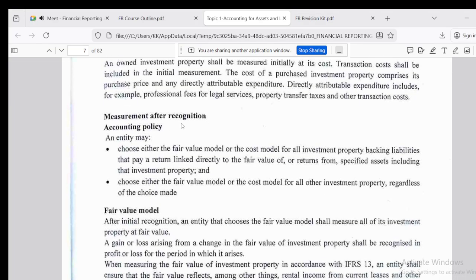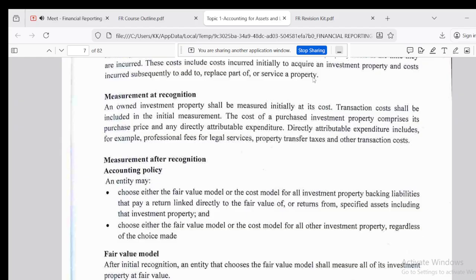Measurement after recognition, you can write that. So that is part C, or number 3. How are we numbering them? The first one was recognition, which is 1. The second one was measurement at recognition. And this one that you want me to write is measurement after recognition.